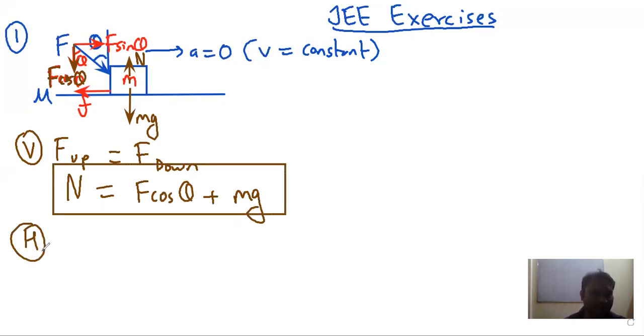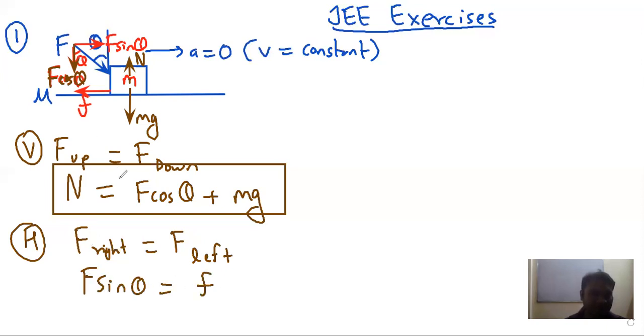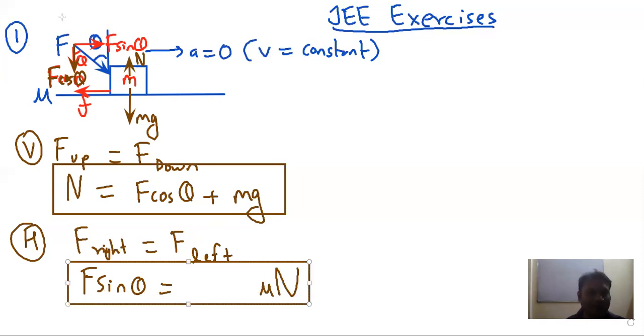Coming to Newton's law equation in the horizontal direction, we have rightward force equals leftward force. Who is the force in the right direction? It is F sin theta. And we have friction force in the left direction whose value is mu into N. So in effect F sin theta equals mu N. So this is the equation in the horizontal direction.